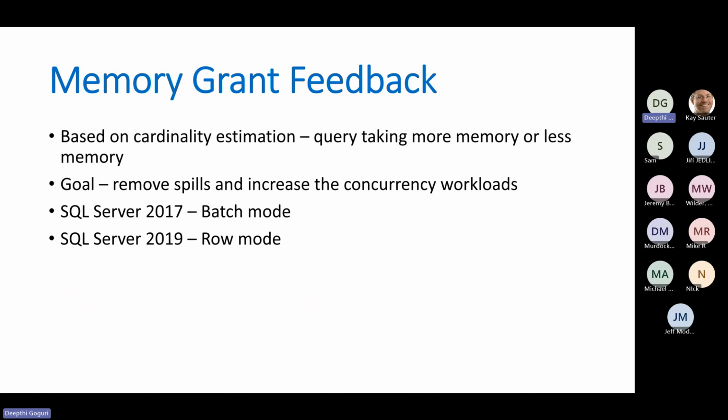And why do we need the memory grant feedback? Based upon these cardinality estimates, like we discussed, the memory allocation more or less happens. So the goal of the memory grant feedback is always to avoid those spills to disk and avoid using tempdb. This IQP feature's goal is to remove those spills as well as allow the other concurrent workloads to run properly without having to stop the other processes. Memory grant feedback is available in SQL Server 2017 for batch mode and SQL Server 2019 for row mode.